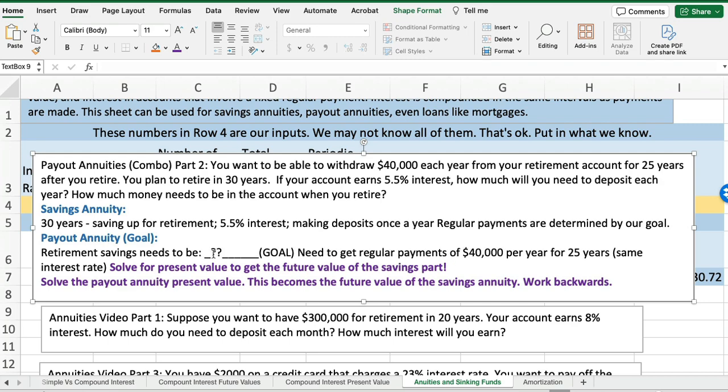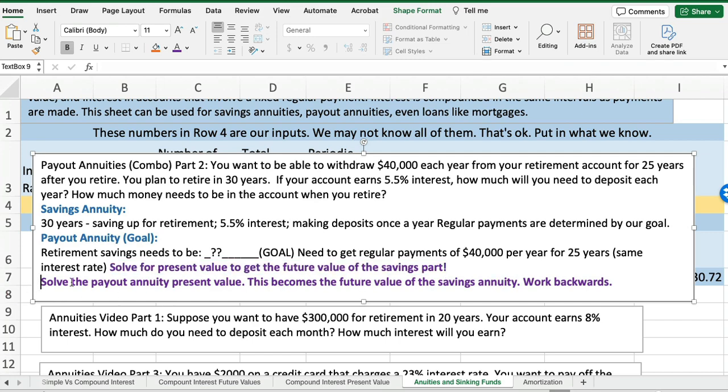So there needs to be a certain amount of money in the account, but we do need to get regular payments of $40,000 per year for 25 years at the same interest rate, 5.5%. We know that we have a formula that will solve for that present value of a payout annuity. So basically that's our first step: to solve for the present value of the payout annuity in order to then get the future value of the savings annuity.